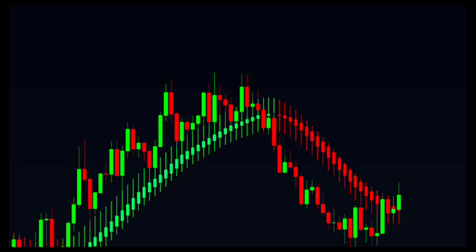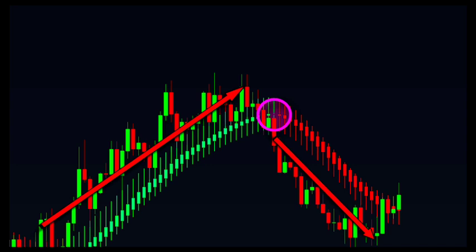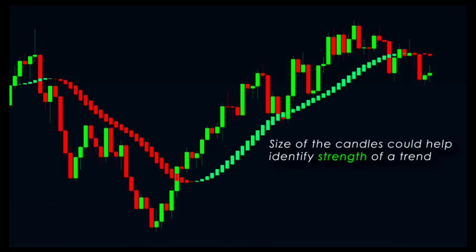For example, if the indicator showed a color change from green to red, it indicates that the trend is switching from an uptrend to a possible downtrend, and vice versa. The size of the candles could also help traders identify the strength of an existing trend. If the candles are growing larger in size, it indicates that the trend is getting stronger, which means more momentum.